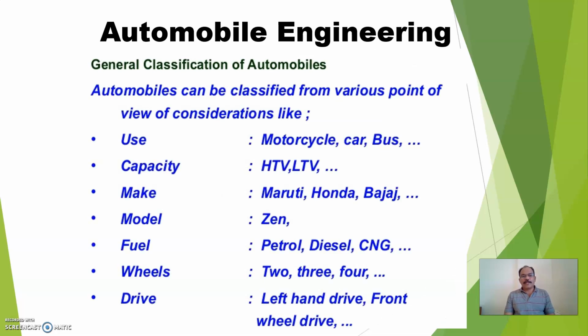Regarding classification, we can classify in two ways. In one, we consider all the parameters of the automobile: what is the use, whether it is a motorcycle, car, or bus; what is the capacity, whether it is a heavy transport vehicle, a light transport vehicle, or a lorry; then the make, which company designed and manufactured the vehicle, Maruti, Honda or Bajaj; and which is the model, whether it is Jain or Hyundai i10 or any other.